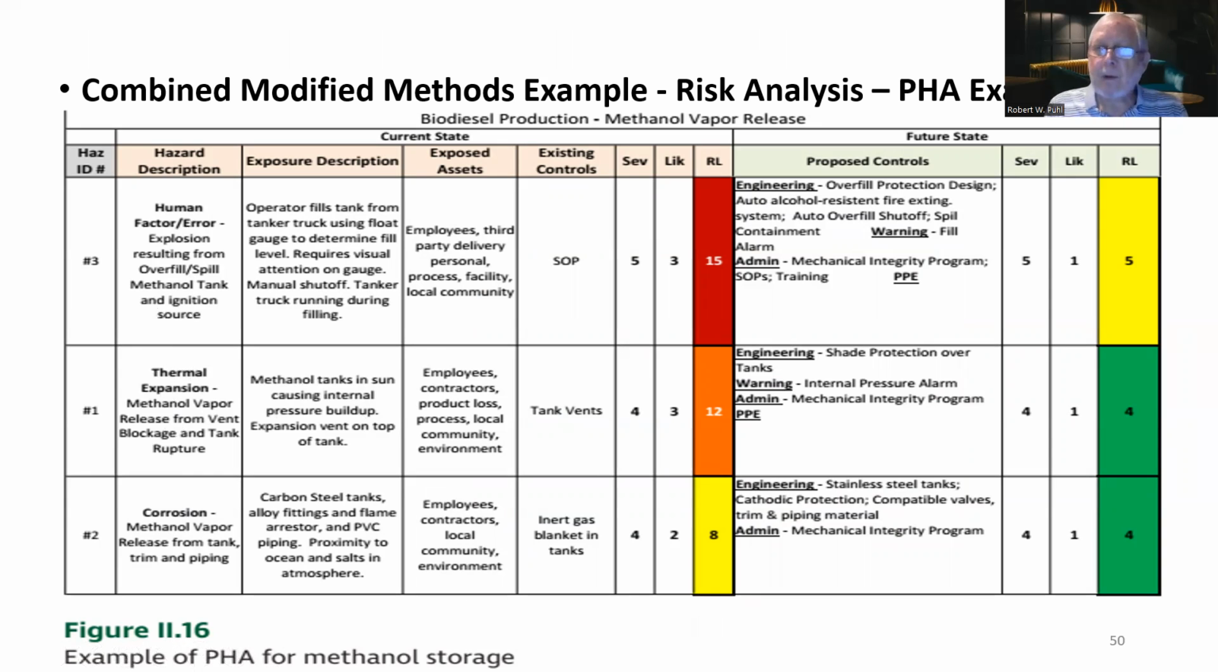Now, this is a classic example of prevention through design. If you have a methanol tank and you know that the sun is going to heat it up and expand it, why would you put it in the sun? I mean, wouldn't you put it somewhere else? It depends on where you're at, especially if you're in California, where most of your heat comes from the sun. Anyhow, exposed assets: employees, contractors, product loss, process, local community involvement. Existing controls are tank vents. And so now that gives you 12.